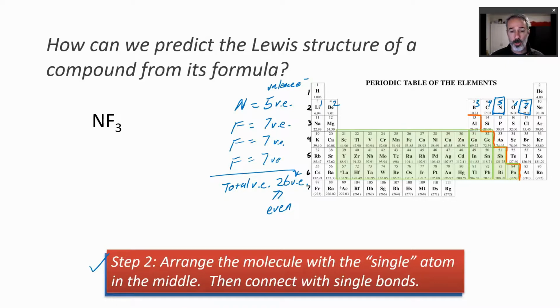All right, step 2, arrange the molecule with the single atom in the middle. So I'm going to draw the molecule, and I'm going to put N in the middle. Why? Because N was the one there was only one atom of, right? That's what it's talking about with single atoms. So I put N in the middle. In that previous one, we saw SO2 a moment ago. I'd put S in the middle because there's only one S. All right, we did step 2. Boom, done. Let's keep going.